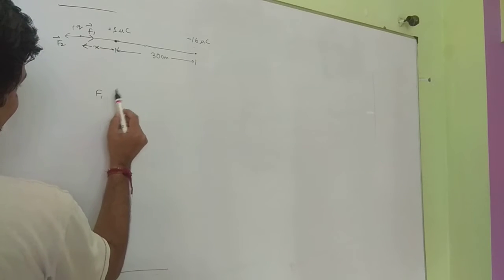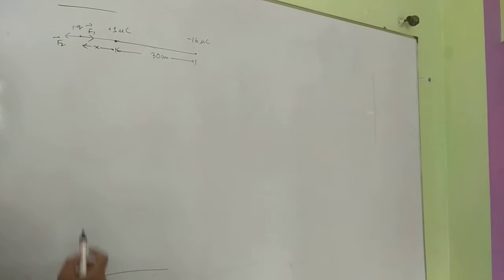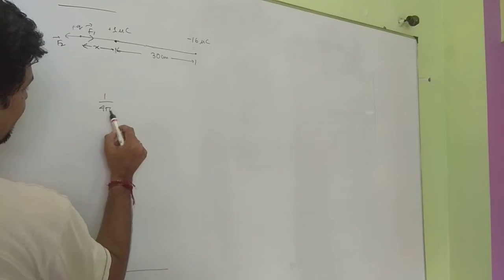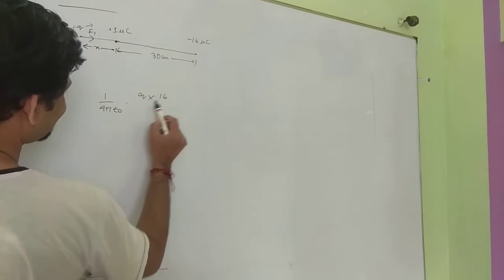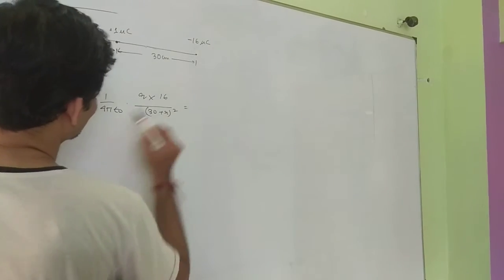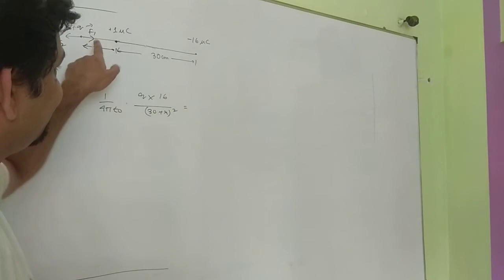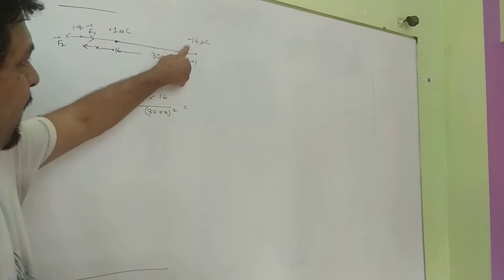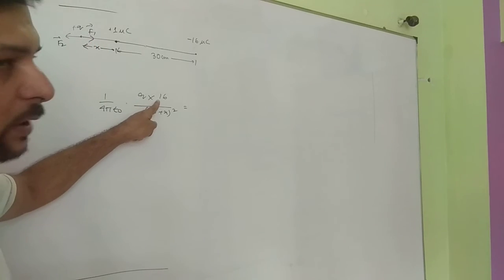So what is F1? Let us find out. F1 will be equal to 1 by 4 pi epsilon 0 into q into 16 by (30 plus x) square. We don't have to consider this minus again, because we are considering minus in the diagram. Because of minus this force is attractive. We have already considered it, so we don't have to consider it again.